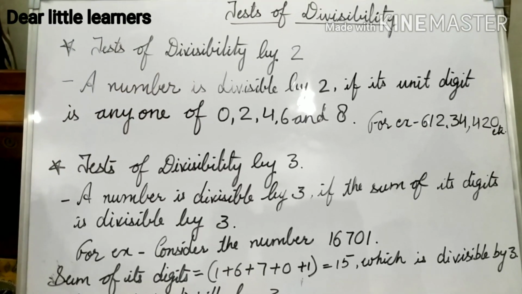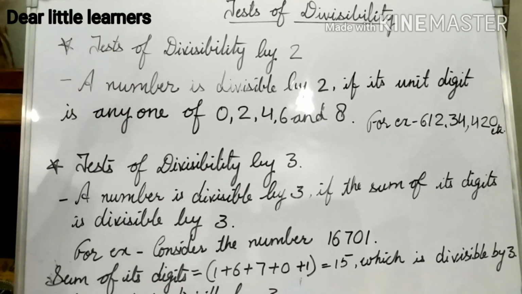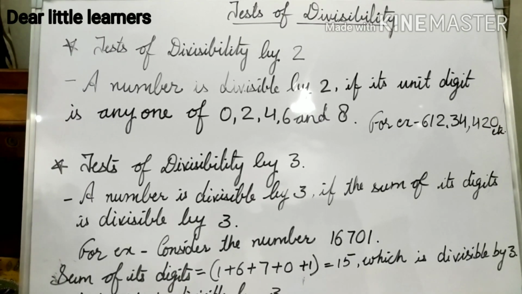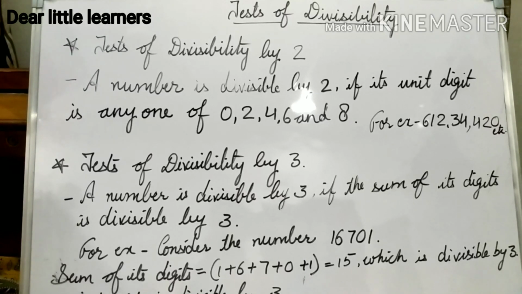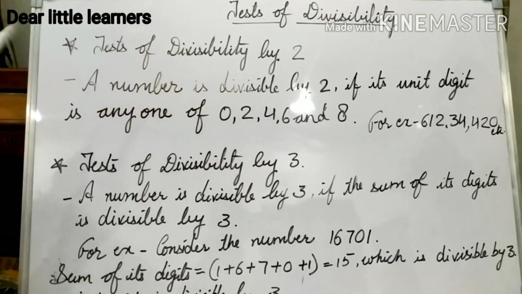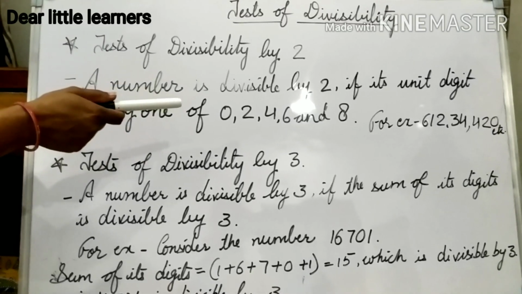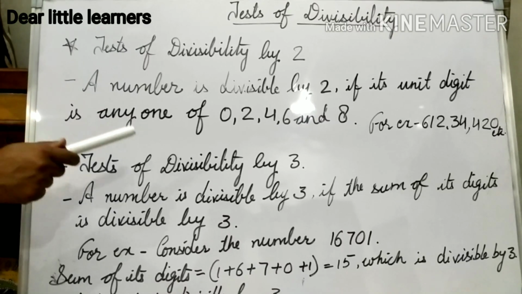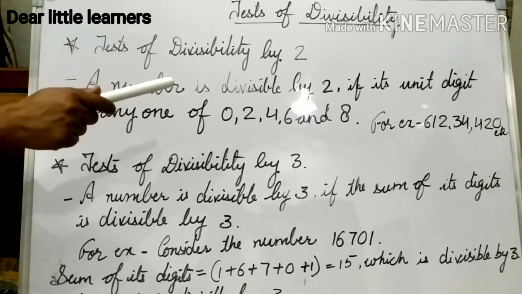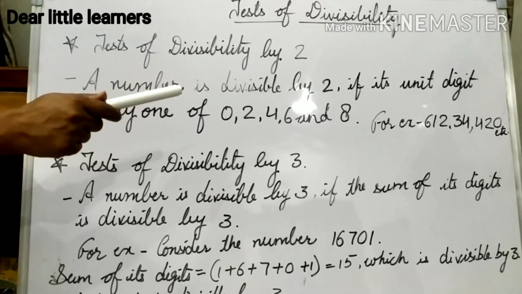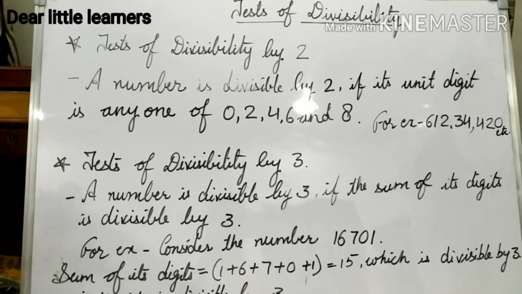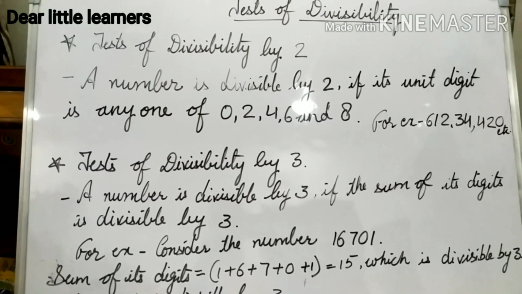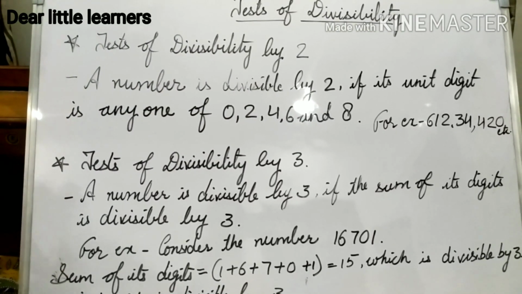Or I can say, test of divisibility by 2 means that whenever a number is an even number, it is divisible by 2. For example, you can see I have written the numbers 612. So 2 is coming at ones place, at unit place, that means it is divisible by 2. And 34 also, 4 is there at last, 420 also. So children, whenever we have any number which has 0, 2, 4, 6 and 8 at unit place or ones place, it is divisible by 2. This is the first divisibility test.